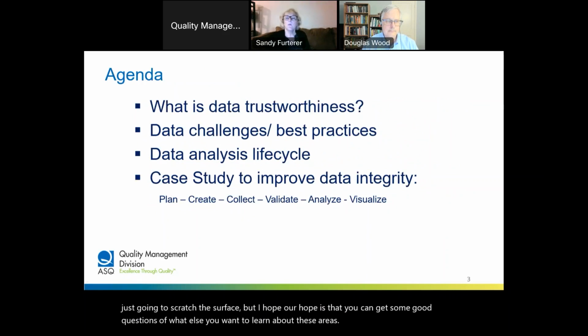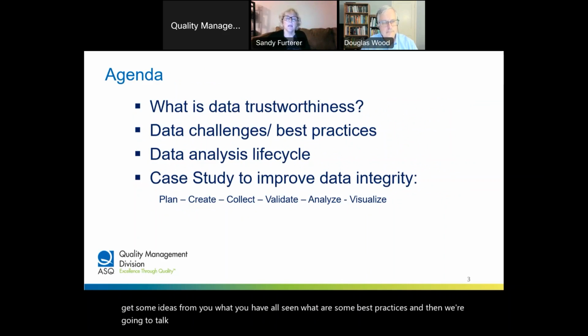So we're going to talk about what is data trustworthiness, what are some challenges, and we'll get some ideas from you, what you have all seen. What are some best practices? And then we're going to talk about the data analysis lifecycle, and how we can improve data integrity. And again, each of these lifecycle phases that we're going to touch on.